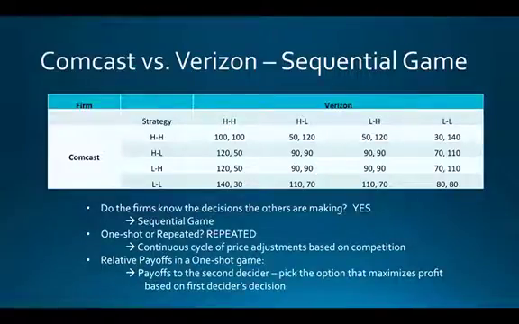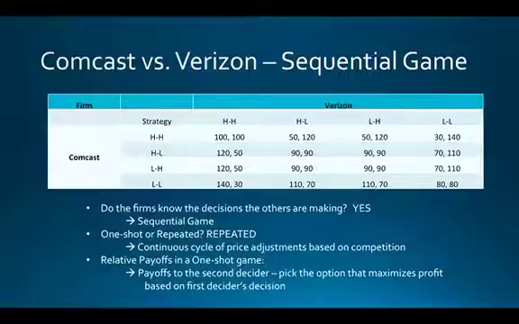So, looking at the sequential game for Comcast versus Verizon, first thing we looked at was: was it sequential or a simultaneous game? In this case, we know it's sequential because each firm knows the decisions that the other one is making. So Comcast would base its decision on Verizon's strategy and vice versa. The next thing we're going to look at is, is this a one-shot or repeated game? We know this is repeated because it's a continuous cycle of price adjustments based on competition. We assumed Verizon goes first in our game, and Comcast is reacting to their decisions and so on.